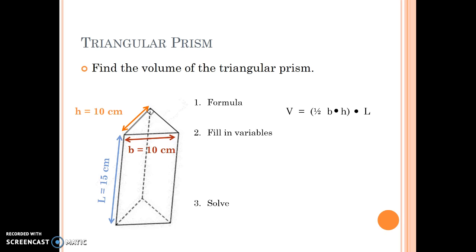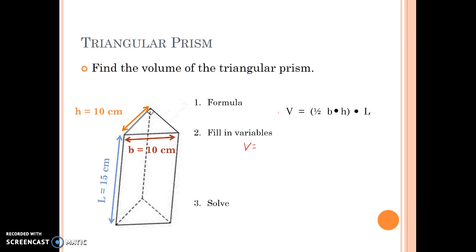The formula for a triangular prism is 1/2 base times height times length because it's 1/2 of a rectangular prism. So that's how we get that. Okay, let's fill in our variables. So we've already got our formula up here.